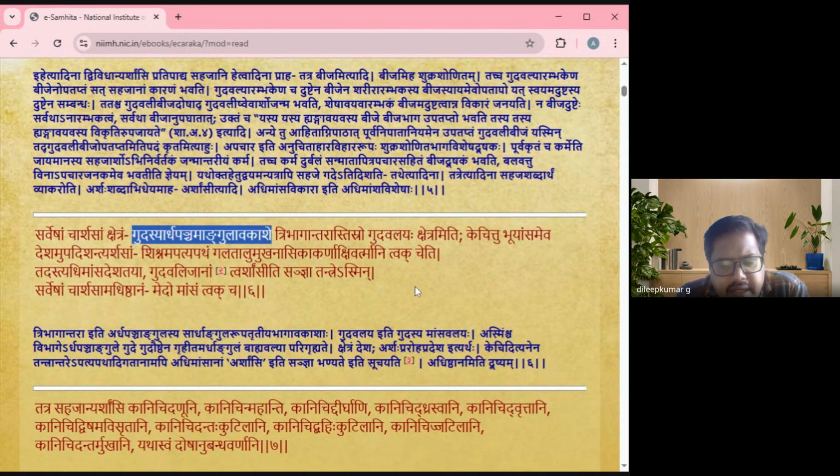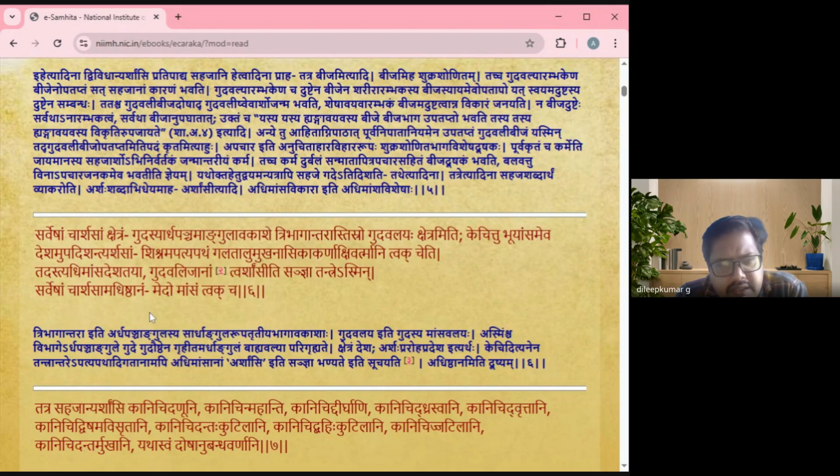Arshas can also develop other than in the Guda: Shishnam, Apatyapatam, vaginal root, Gala, Talu, Mukha, Nasika, Karna, Akshi, Vartma, Twak, skin. In all these places Arshas can develop. These areas are called Adimamsa Desha. In this chapter, it is limited only to Gudavali Jana Arshas.